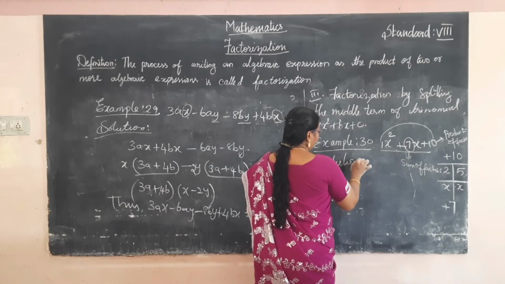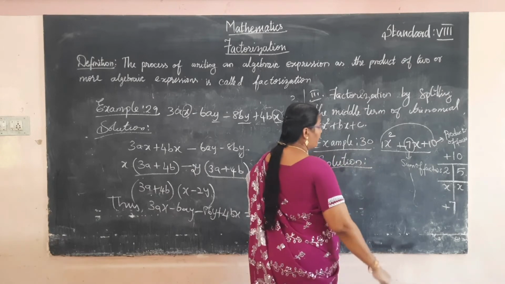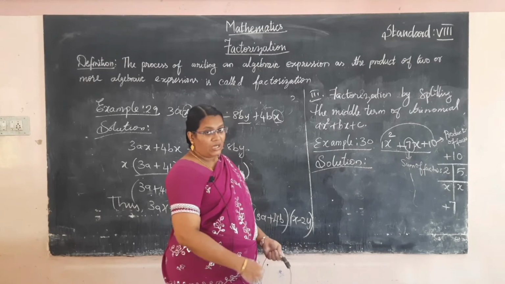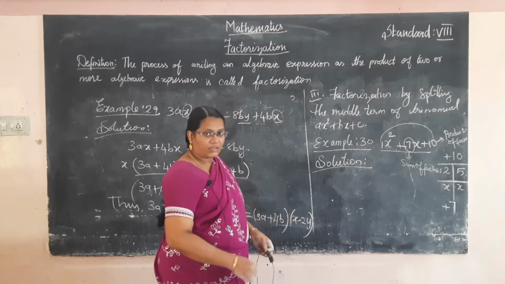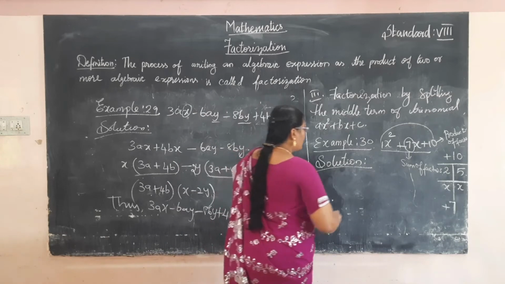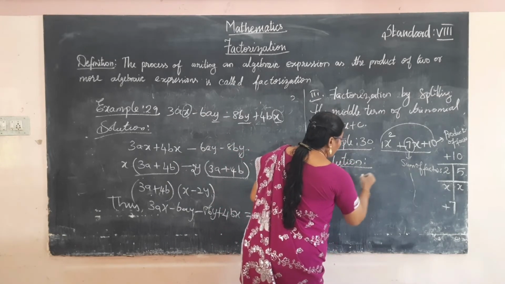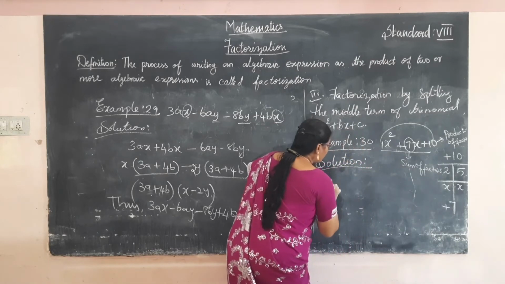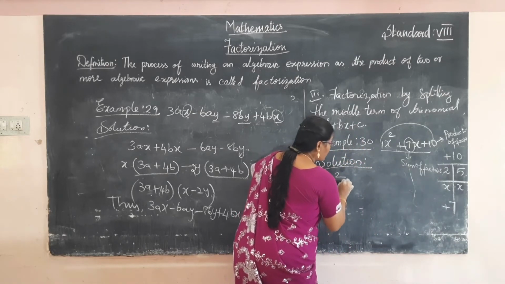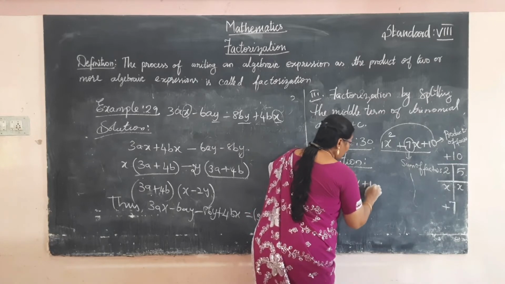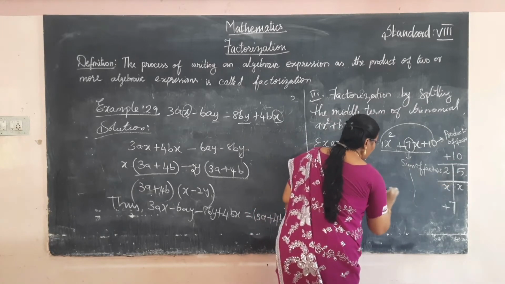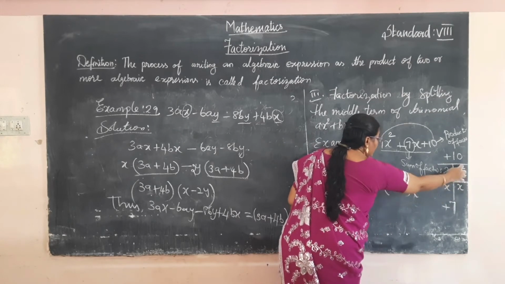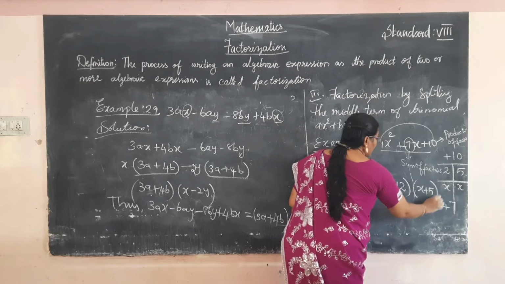In your book, the possibilities of factors are given very largely. So we are using the T factorization method. Okay, right. So first write the given algebraic expression: x squared plus 7x plus 10 is equal to x plus 2 into x plus 5. That's it.